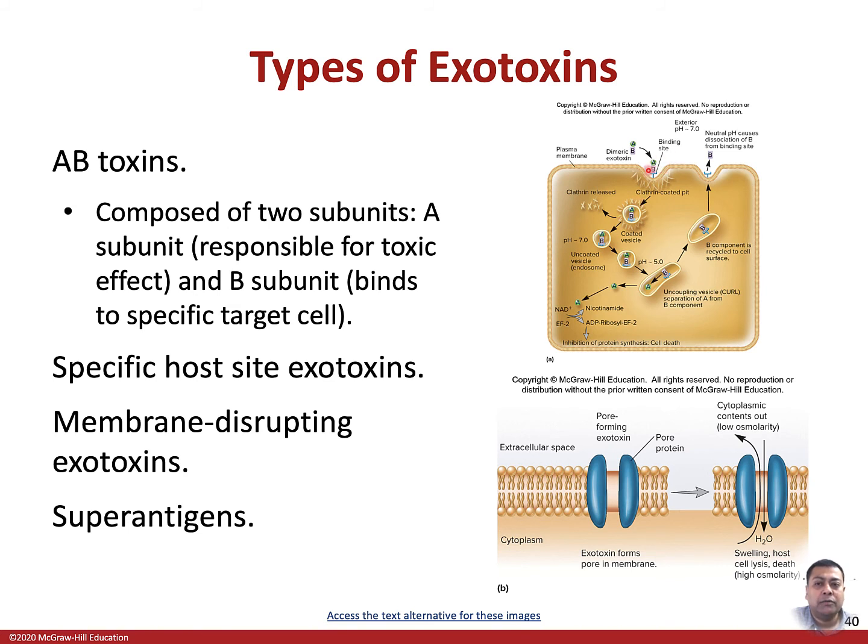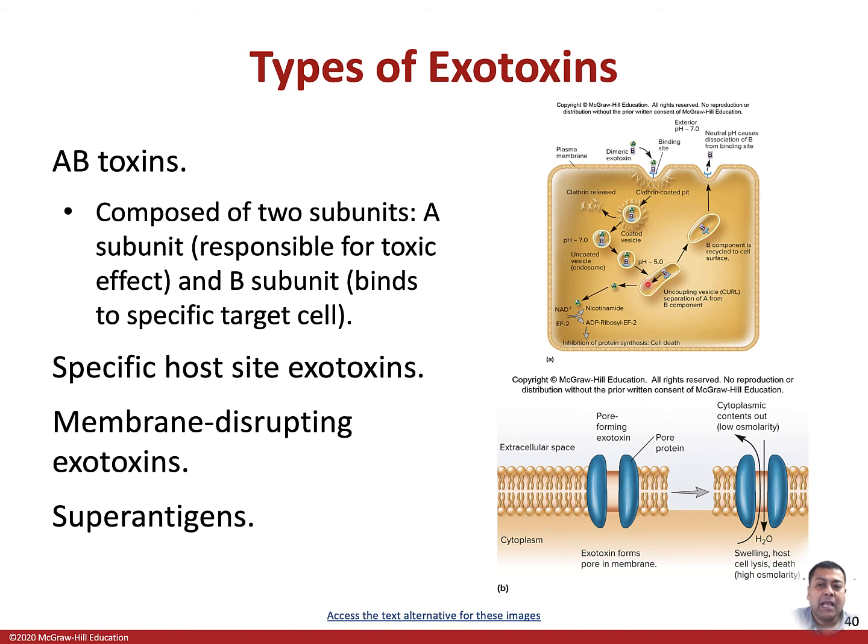Once bound to the receptor, this particular pit is endocytosed, or receptor-mediated endocytosis will take this inside the cell. And now this endosome will get uncoated. The clathrin is removed. And now all these proton pumps will pump protons into these endosomes, and the pH will drop. With the pH drop, the A and B will separate. The A will now escape from this uncoated vesicle right here, whereas the B component is recycled back onto the outside of the cell, and it just goes outside the cell. So this is eliminated out of the cell.